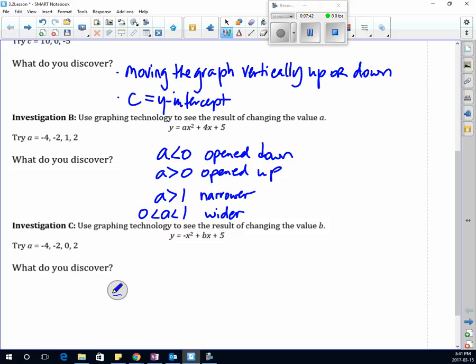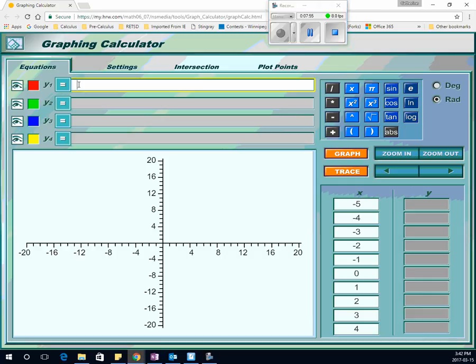Okay, so now we're going to use technology to see what happens when we change the value of B. So it's negative x squared. Instead of the B now, I'm going to put minus 4x plus 5. So we knew it was going to be down, but we're not looking at whether it opens down or not, because we knew all these graphs are going to open down. It's what's going to happen when we change our B.